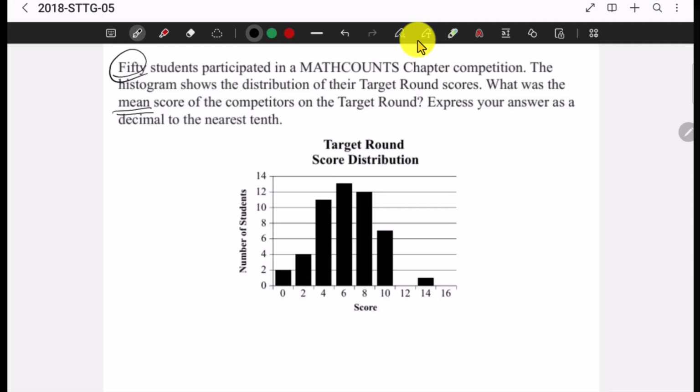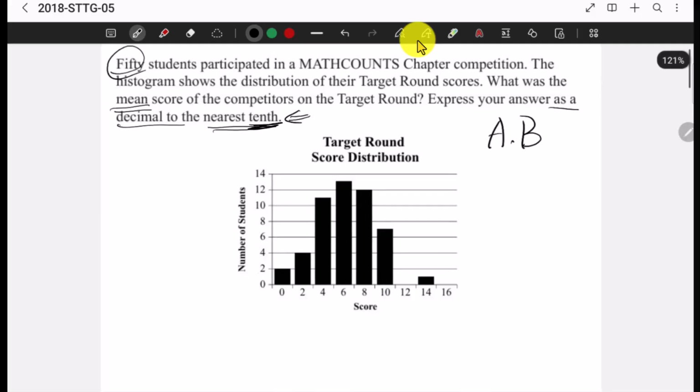Apparently the answer may not be an integer, so it's asking us to express our answer as a decimal to the nearest tenth. So please really focus on what's asked. We need to know it is going to be something like a point-B type of answer, because it's asking us to round our answer as a decimal to the nearest tenth. So we need to know next time if it's hundreds or the nearest single digit.